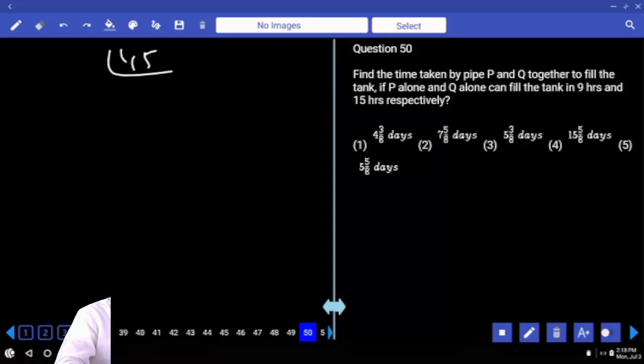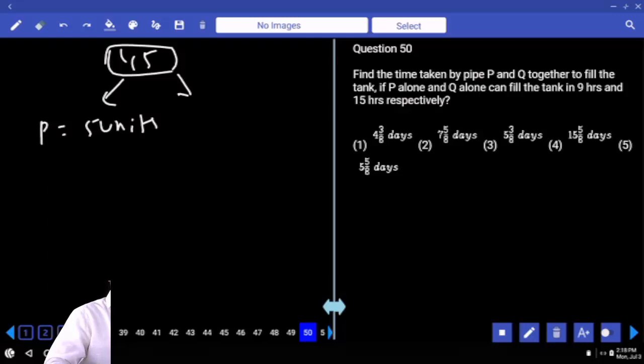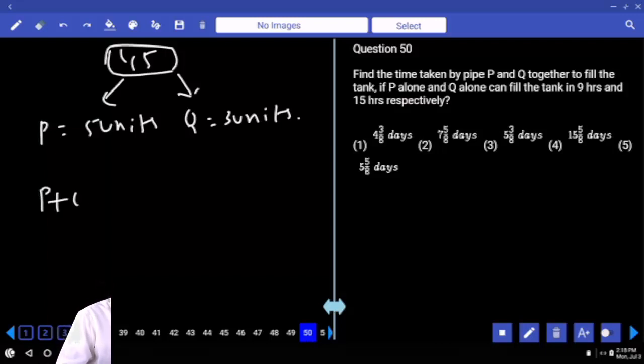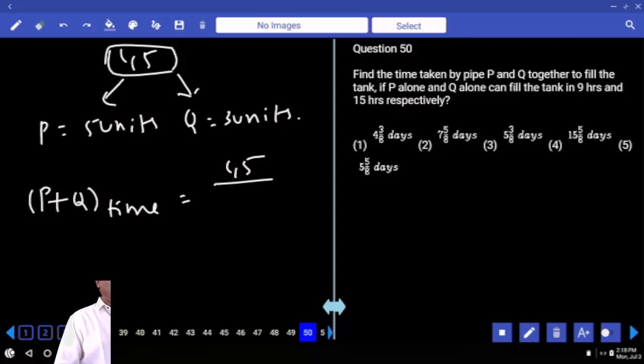Let us write the capacities of P as well as Q. P capacity 5 units. Q capacity 3 units. But you are asked to find the time taken by P and Q together to fill the tank. The total capacity of the tank is 45 and we have to divide the total capacity by the total capacity of P and Q together. 8. 8 5s are 40. So 5 by 8.